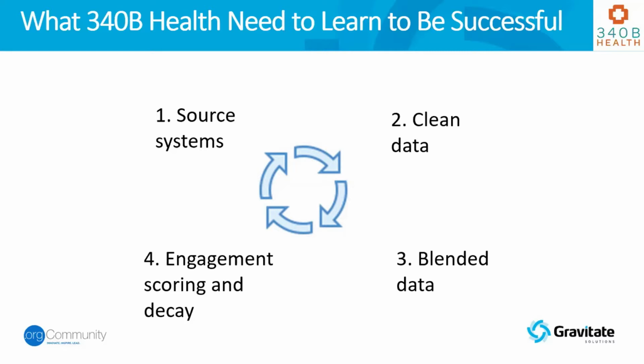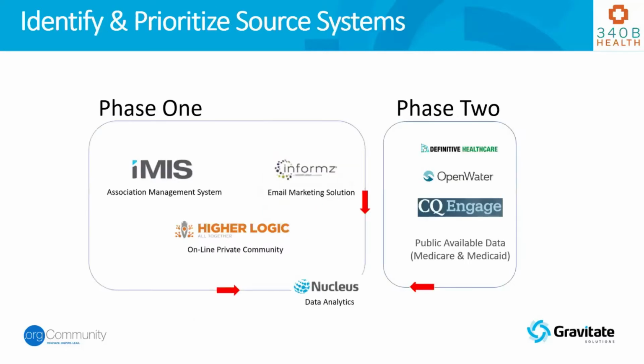So these are some things that we needed to understand about our data and about our organization before we could really proceed. At my organization, we had a number of different systems that were running. And we decided the three most important systems were our AMS system, IMAS, our email marketing solution Informs, and our private community, which was HireLogic.